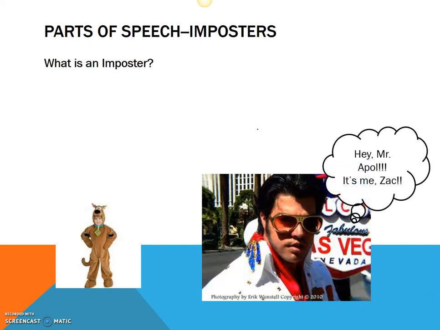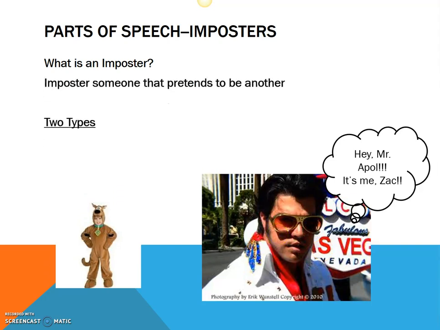One time a year, we get to dress up as anything we'd like. This time is called Halloween. During Halloween, we are imposters. We dress up like something we are not. If you go to Vegas, a lot of times you'll see a lot of Elvis impersonators or imposters. Okay, so an imposter is someone that pretends to be another or something else.